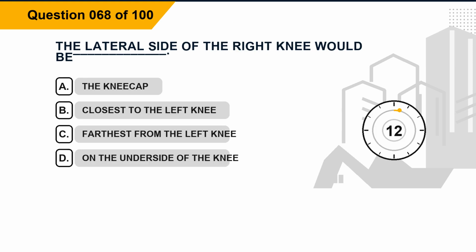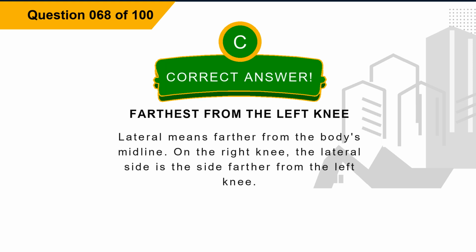Question 68. The lateral side of the right knee would be blank. Option A, the kneecap. Option B, closest to the left knee. Option C, farthest from the left knee. Option D, on the underside of the knee. The correct answer is option C, farthest from the left knee. Explanation. Lateral means farther from the body's midline. On the right knee, the lateral side is the side farther from the left knee.